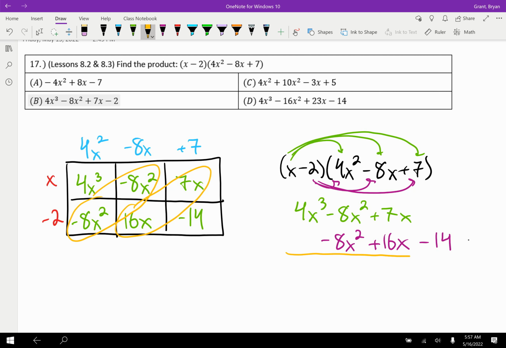So if we combine our like terms here, we can see the 4x cubed has nothing to combine with. Neither does the negative 14. However, negative 8x squared minus 8 more is negative 16x squared, and 7 plus 16 is 23x. You would get, of course, the same thing using the box. 4x cubed, looks like a lot of them, minus 16x squared, I'm looking at D, plus 23x minus 14, great. 17 is D.